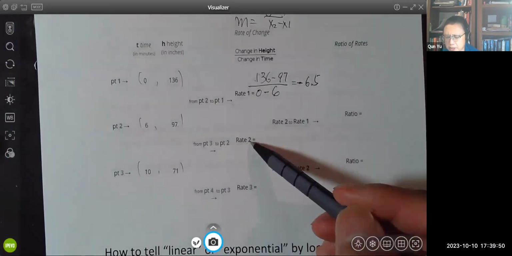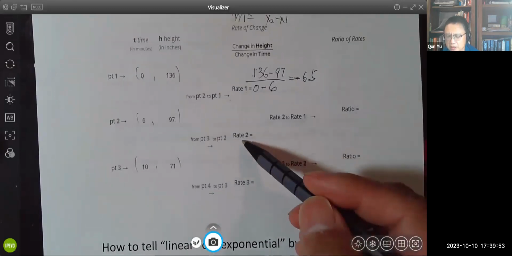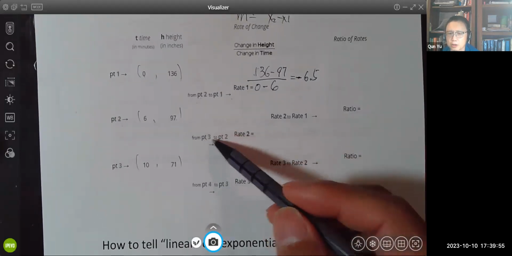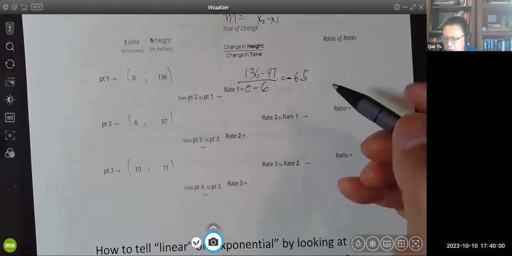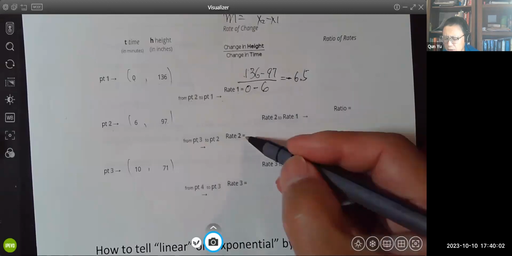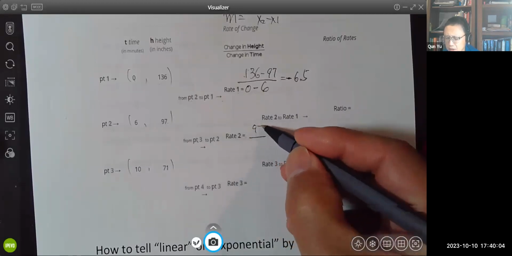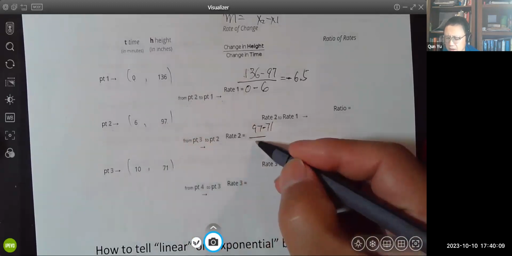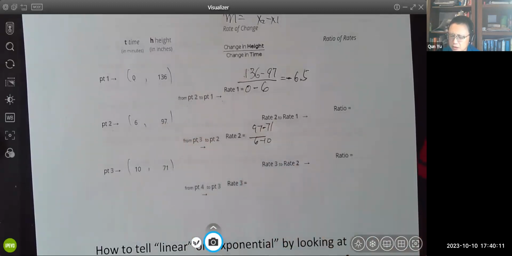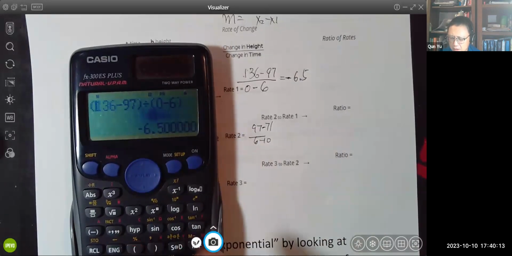The next one is the rate of change, actually the slope, between point 3 and point 2. So between these two numbers, we just repeat this whole process one more time. There's a read through here: 97 minus 71, and this is 6 minus 10. Let's do the calculation again: 97 minus 71 divided by 6 minus 10.